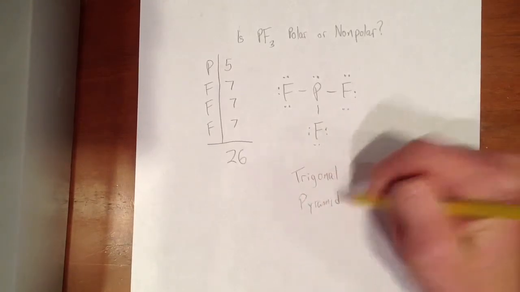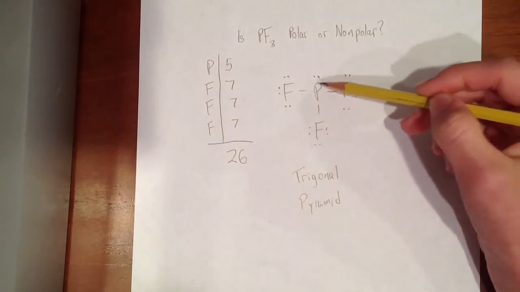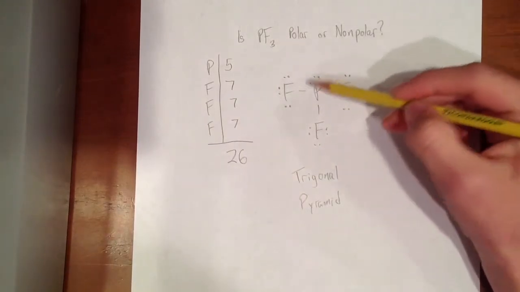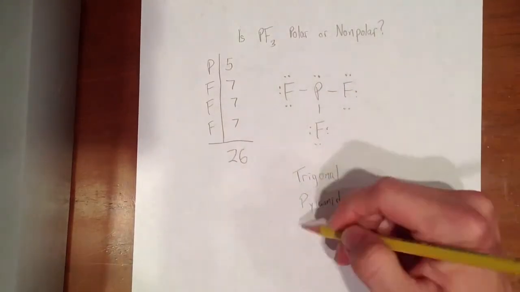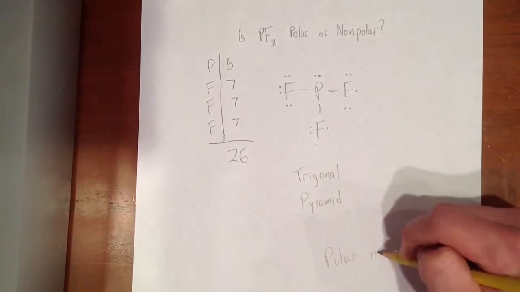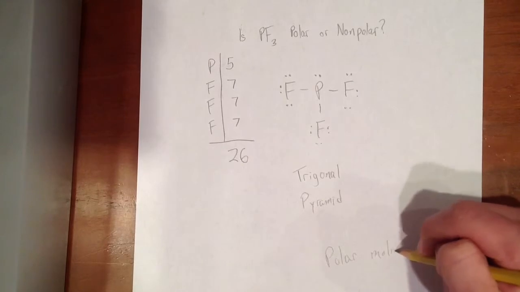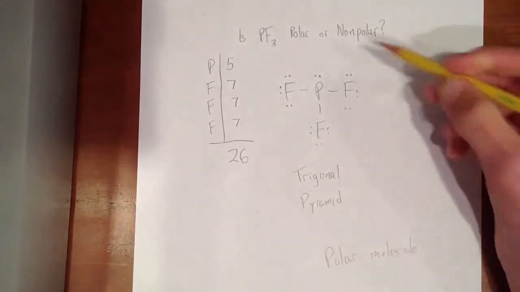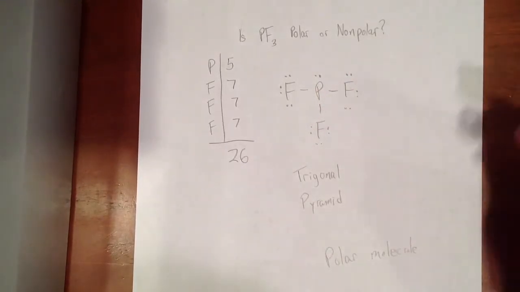Because of this, the 3 fluorine atoms pull on the electrons a little more than the non-bonding pair, so it's not symmetrical, and therefore it is a polar molecule since the electrons are not shared evenly.